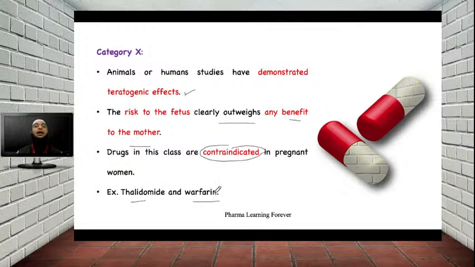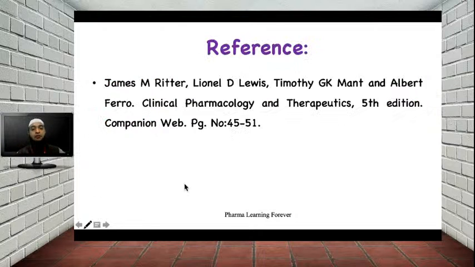So to summarize, category A and category B drugs are safe to be given in pregnant women. Category C and category D have little risk, so these drugs can only be given when the benefit to the mother is more compared to the risk to the fetus. Category X drugs have clearly defined teratogenic effects in both animal and human studies. So these drugs must be contraindicated and should not be given in any case to a pregnant woman, like thalidomide and warfarin. So I am done with today's session.